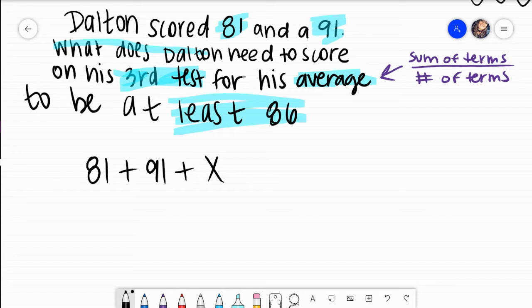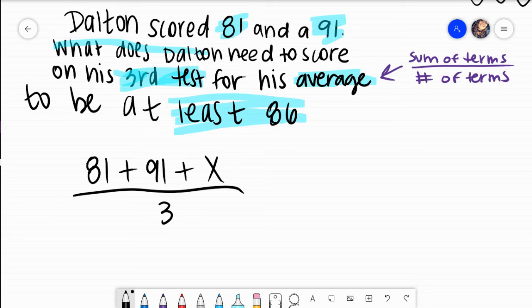So do you agree with me? That's going to be the sum of his tests. To get the average, I need to divide by the number of terms: 1, 2, 3. Then it told me that we want his third test to give him an overall average of at least, less than or equal to, oh sorry, I read that wrong. At least. See, I do it all the time. I think least, I think less than. It totally just randomly happened, and it happens to everybody. So don't beat yourself up.